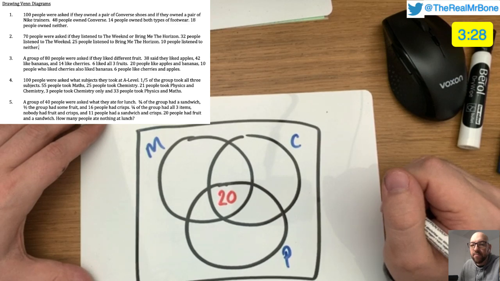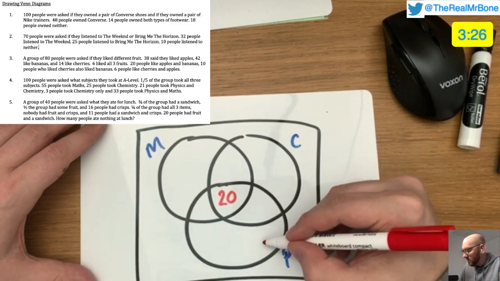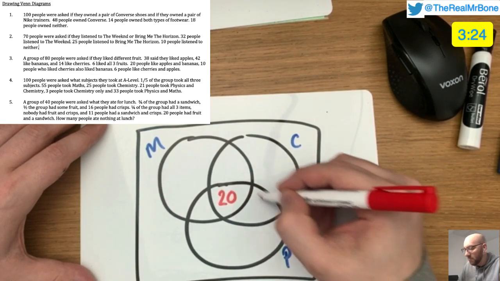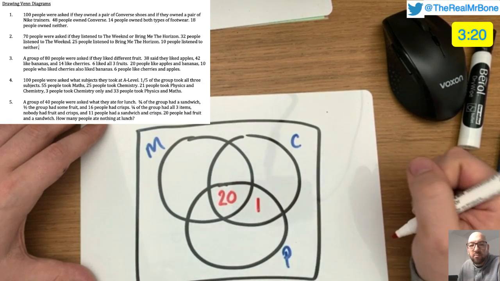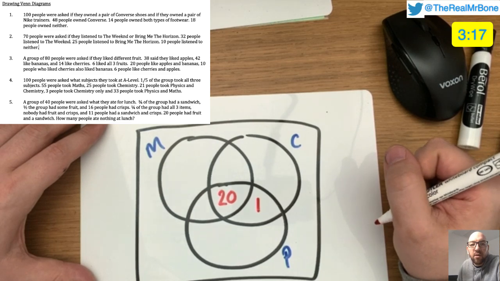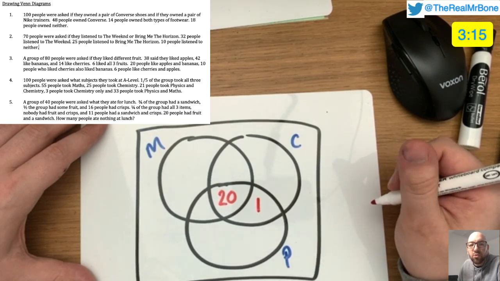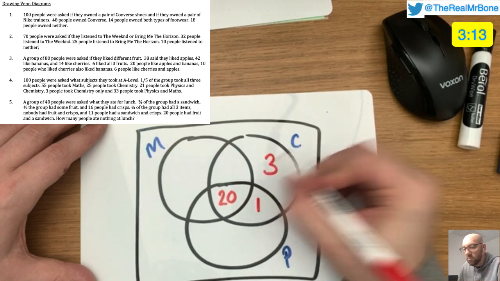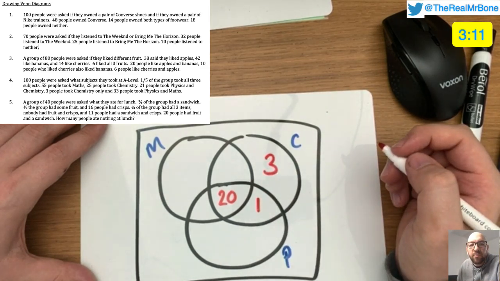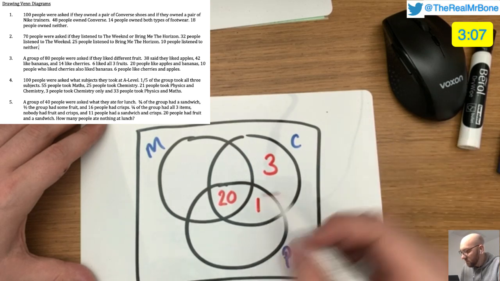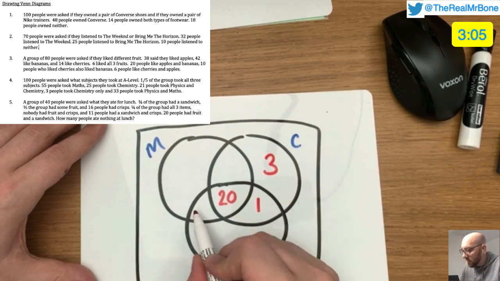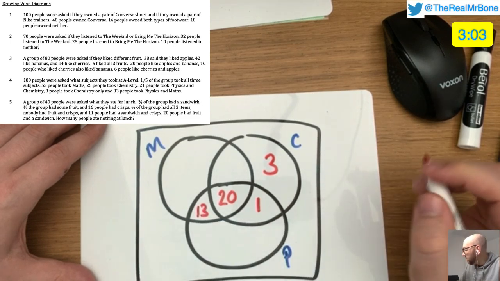Okay, physics and chemistry, here's the overlap. That's 21 people we need there. Okay, 3 people took just chemistry. 33 people took physics and maths. Physics and maths needs to be 33. We're missing 13 people there.